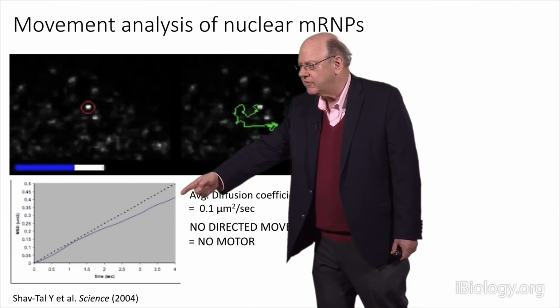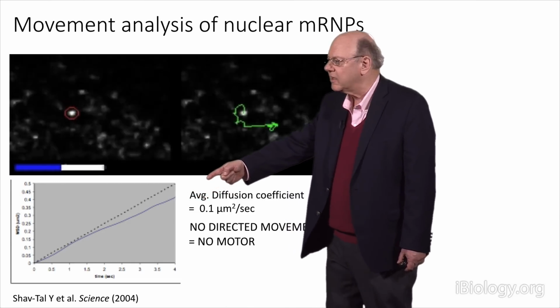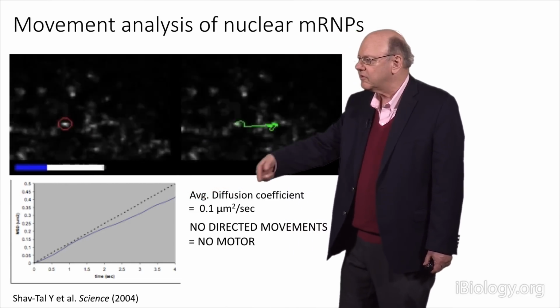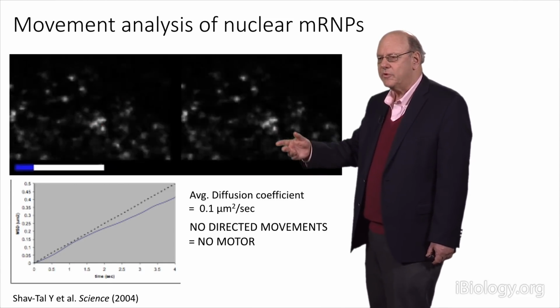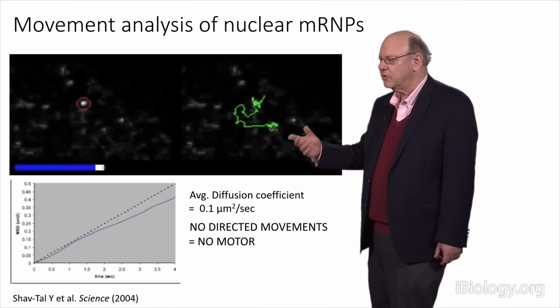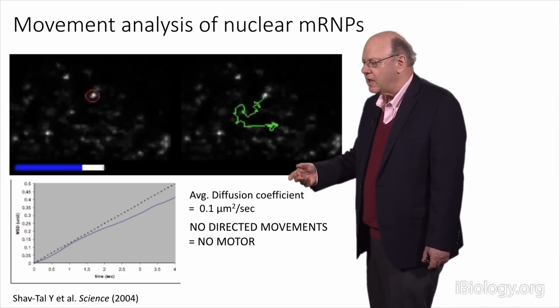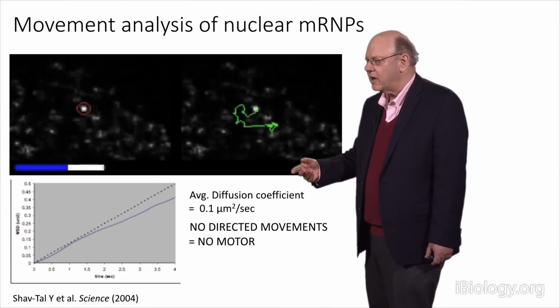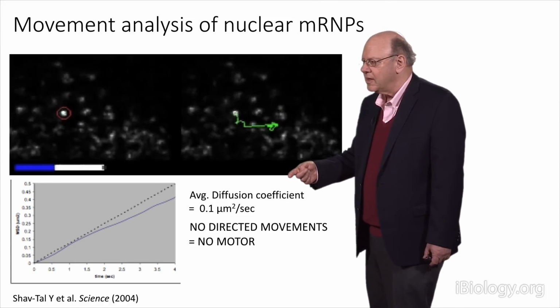And the reason they deviate a little bit is because they're banging into stuff in the nucleus, because the nucleus is not a homogeneous structure. It's got DNA and chromatin and nucleoli and all sorts of other structures in it that the RNA has to bang into.